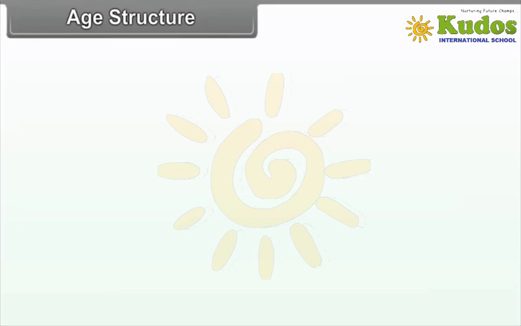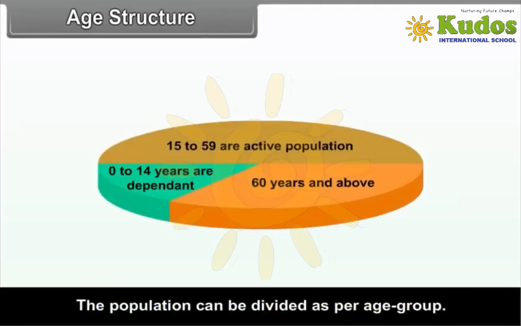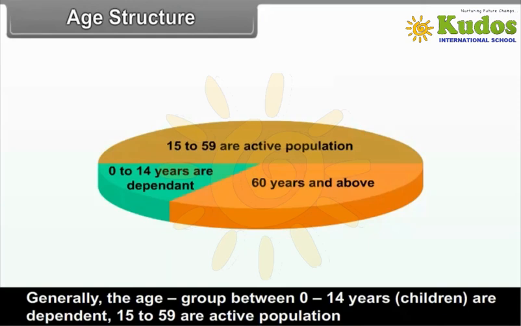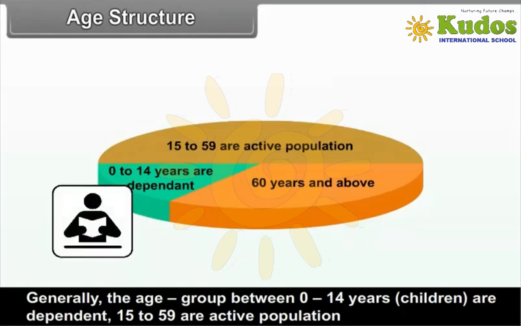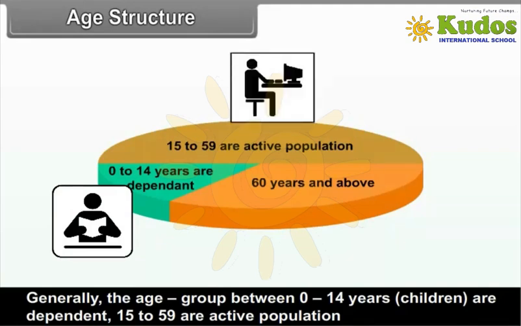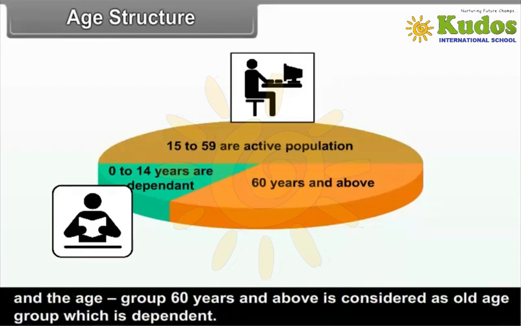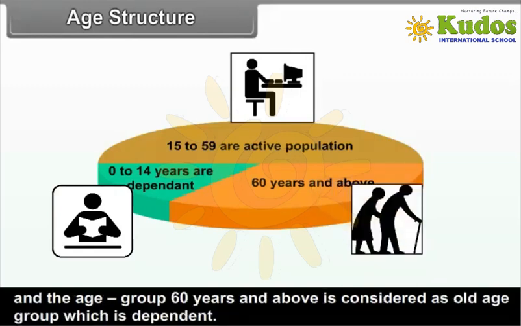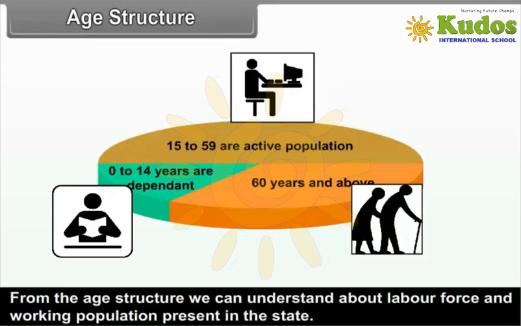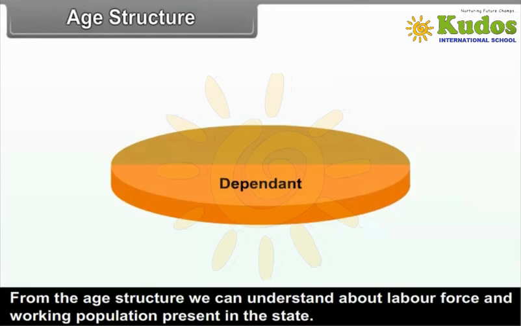7.2.2 Age structure. The population can be divided as per age group. Generally, the age group between 0 to 14 years, children, are dependent. 15 to 59 are the active population, and the age group 60 years and above is considered as the old age group, which is dependent. From the age structure, we can understand about labor force and working population present in the state.